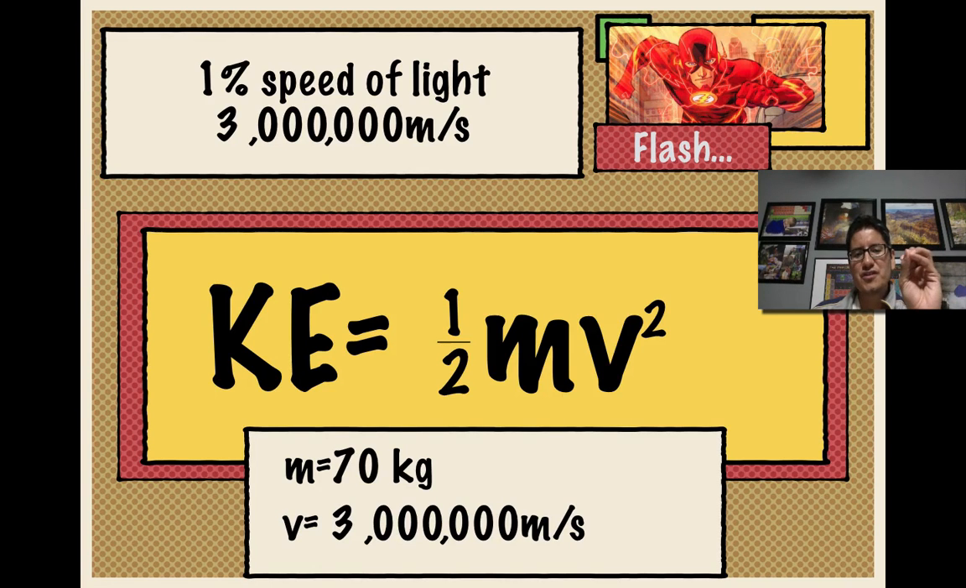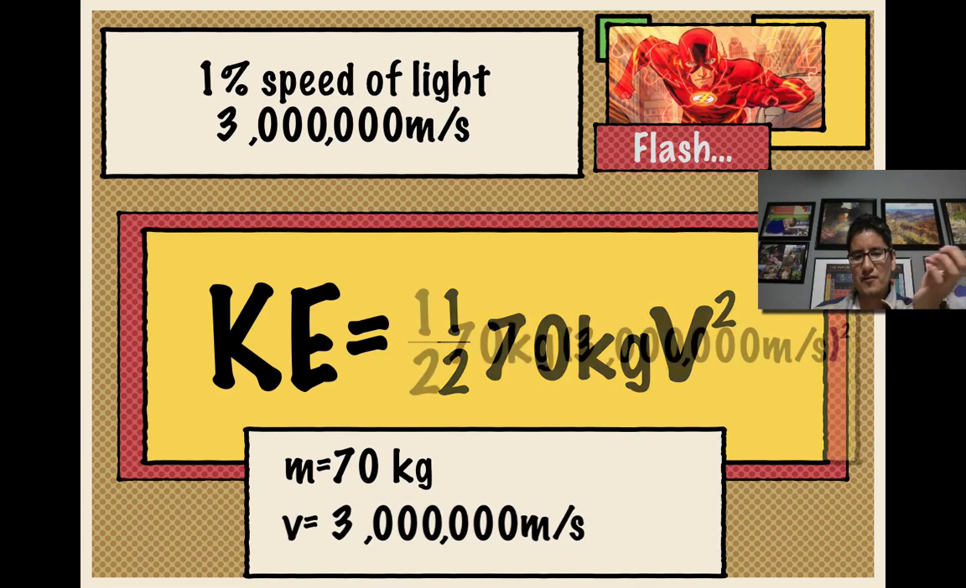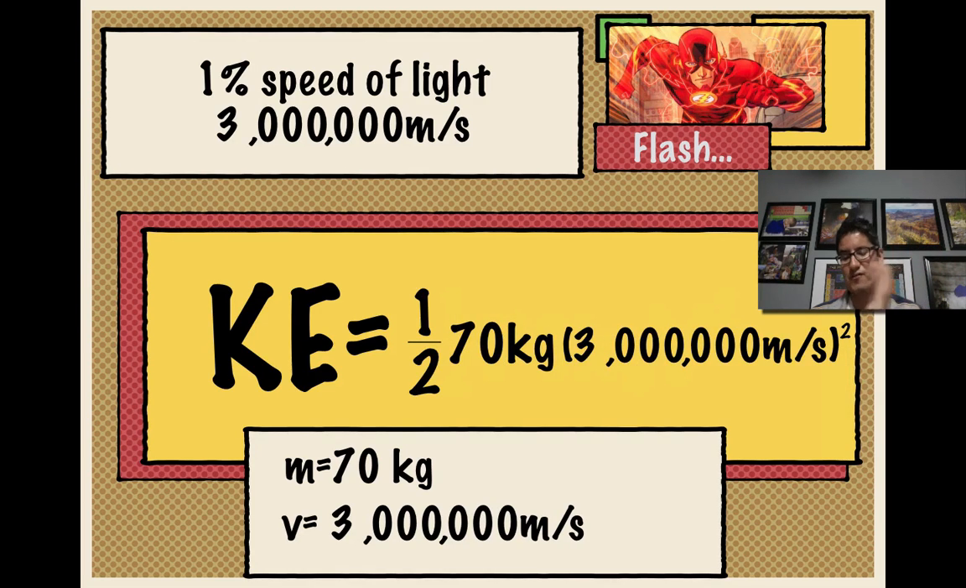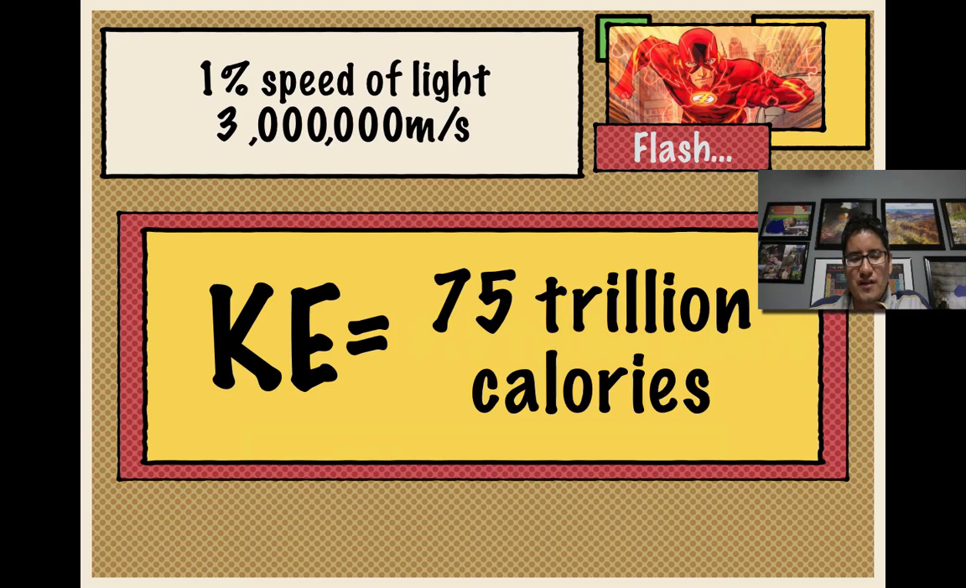How much energy is he actually using up by traveling just 1% of the speed of light? Well, we replace our m with our 70 kilograms, our velocity with 3 million, and we square that term, and we end up with 315 trillion joules. Now that actually translates into 75 trillion calories. Now, this is not the same kind of calorie that you consume in your food. This is actual physics calorie.